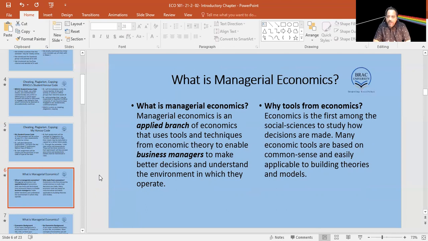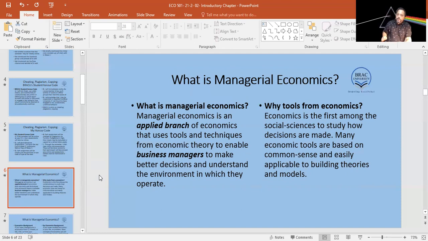This course is being taught in Bangladesh under this name. It's taught under the same title in other business schools of Bangladesh as well, because of that popularity from the United States in the late 40s. So basically, managerial economics is an applied branch of economics that uses tools and techniques from economic theory to enable business managers to make better decisions and understand the environment in which they operate.